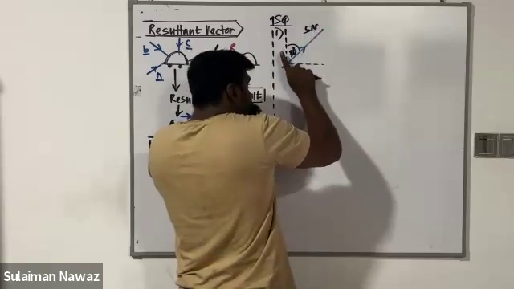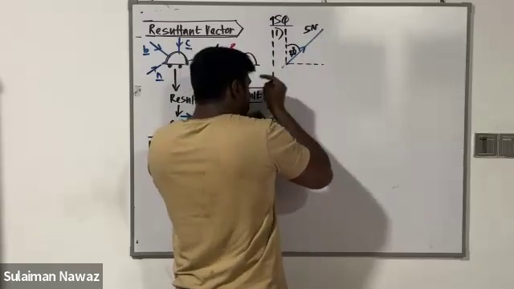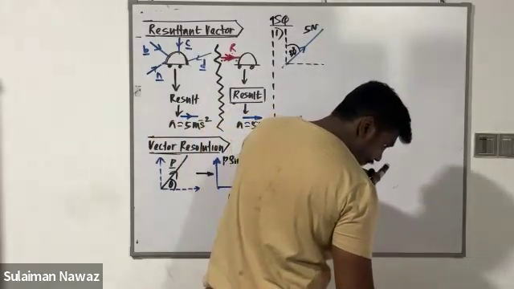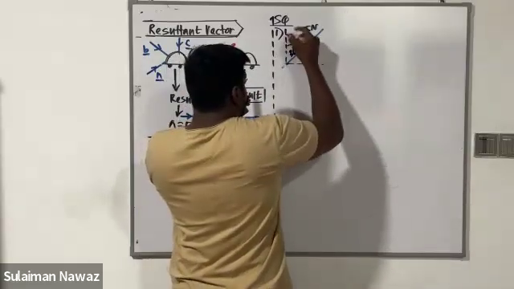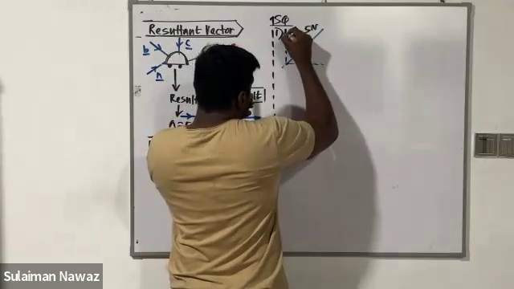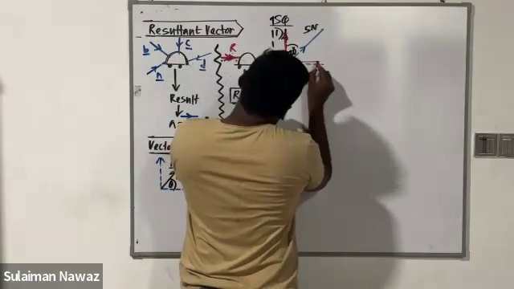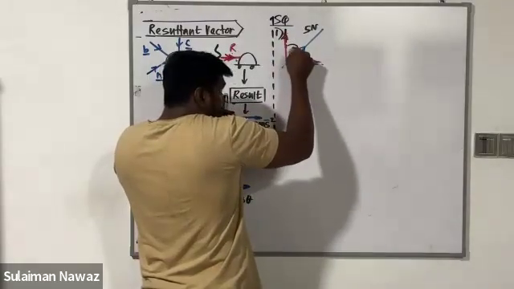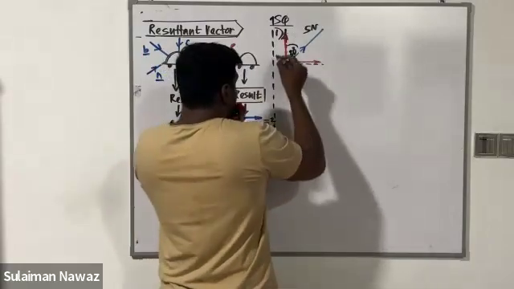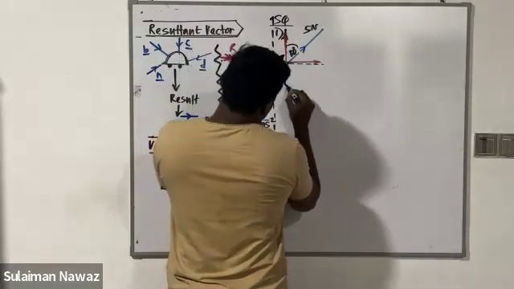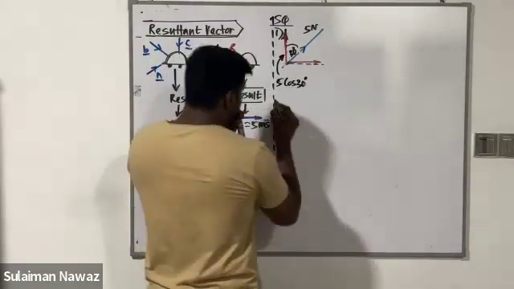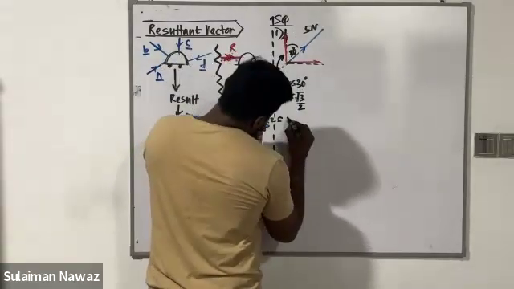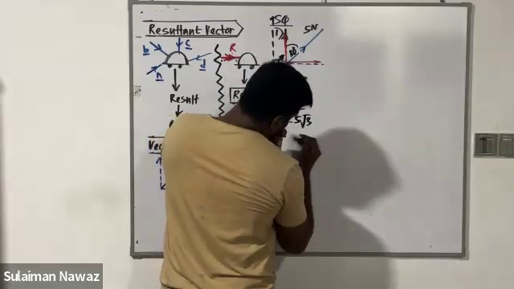Quickly resolve this 5 Newton into two perpendicular components, one vertical, the other horizontal. This one is the vertical component. This one is the horizontal component. The component touching the angle is cos. Therefore, we can write 5 cos 30. Cos 30 means root 3 over 2, so 5 root 3 over 2, that means 2.5 root 3 Newtons. You can simplify this later.